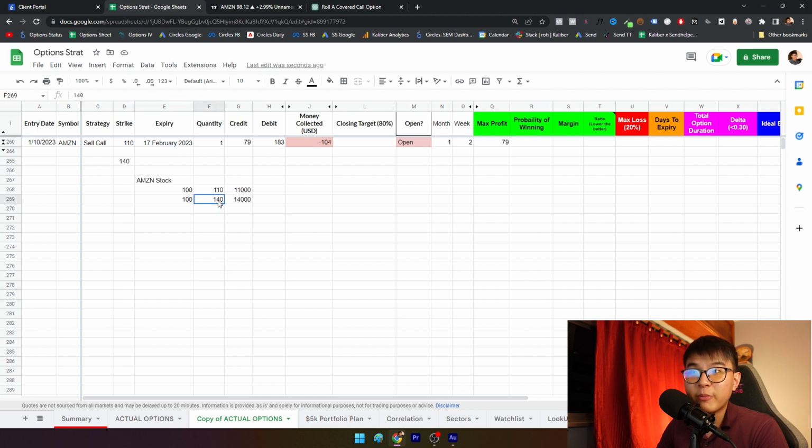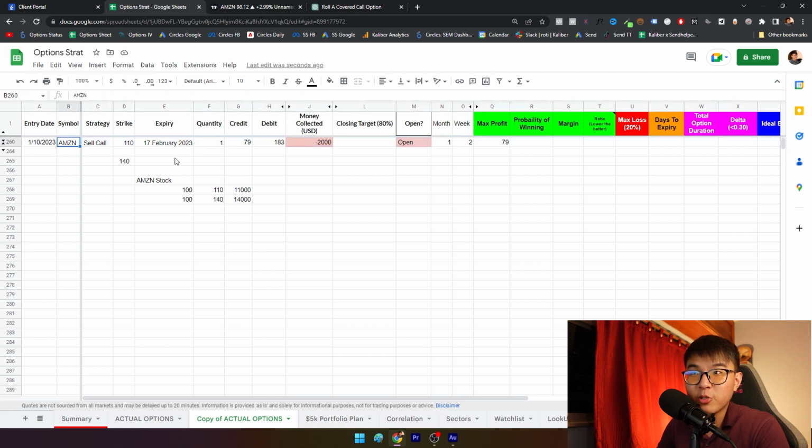Let's say Amazon stocks really jump to 140, right? Because I promised to sell 100 Amazon stocks at 110, I have to do it, but I can actually buy back the option at a loss to make sure that I keep my Amazon stocks. If the stock price of Amazon does really jump to 140, it'll be a lot more expensive to buy back this option, and this option would probably cost about maybe $2,000 plus to buy. You will lose $2,000 when you buy back the option.